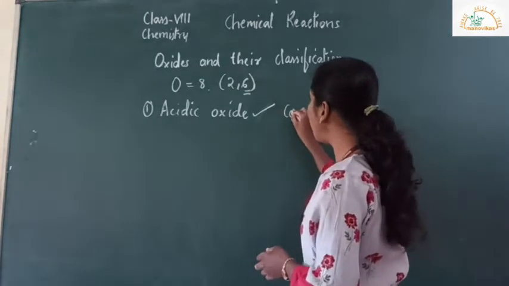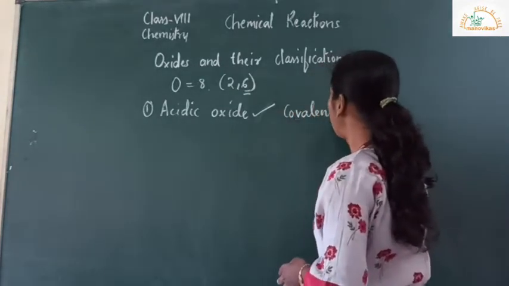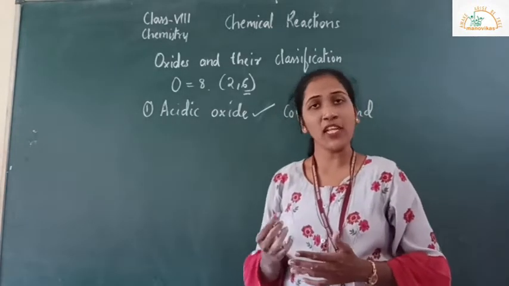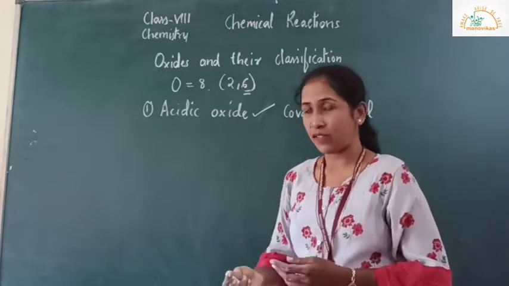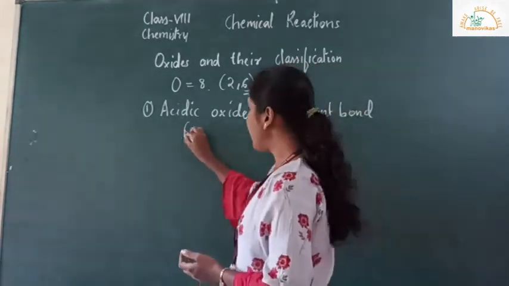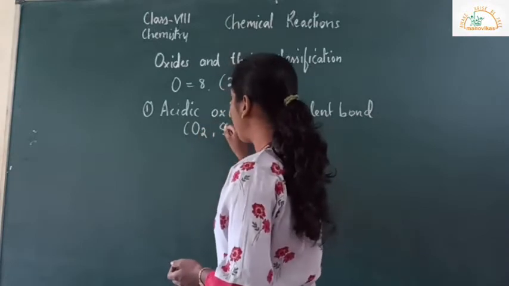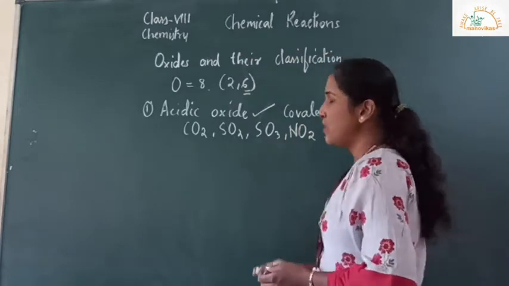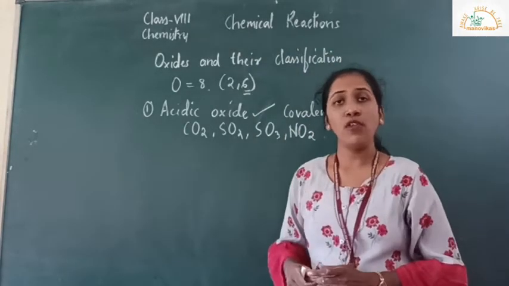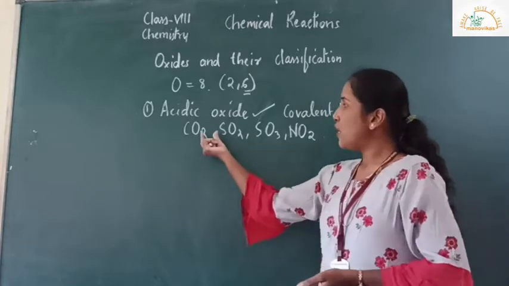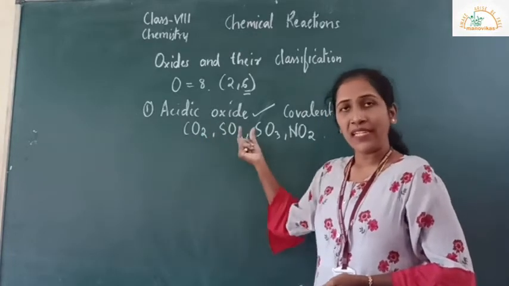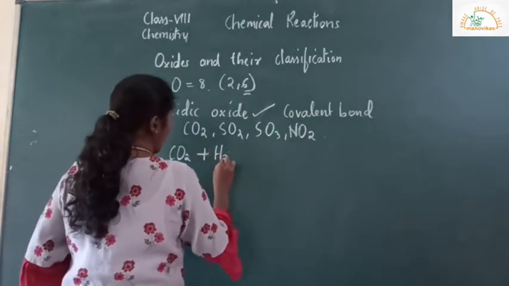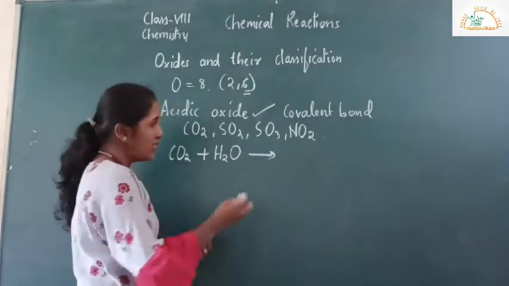Now what do you mean by a covalent bond? A covalent bond is a bond that is formed by the sharing of electrons between non-metals. So here we can take examples, that is carbon dioxide, sulfur dioxide, sulfur trioxide, nitrogen dioxide. Now these oxides have low melting and boiling points. Now when an acidic oxide is treated with water, what we will obtain is an acid.